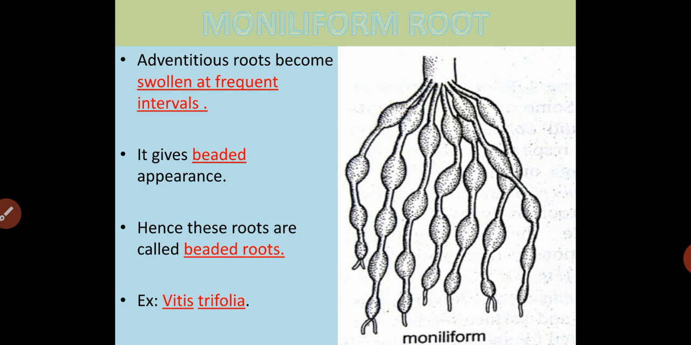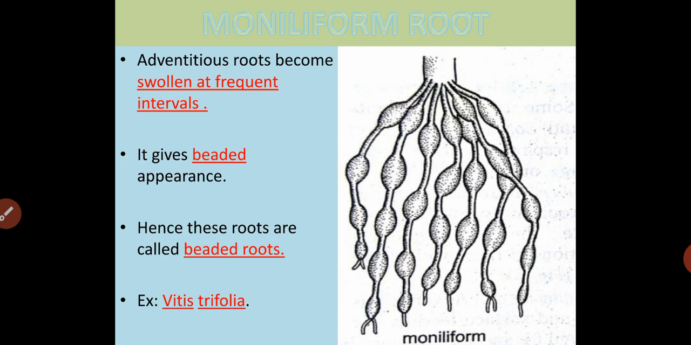The next form is the moniliform root. Adventitious roots become swollen at frequent intervals, which appears like beaded in nature. Hence, the roots are called as the beaded roots. Example, Vitis trifolia.